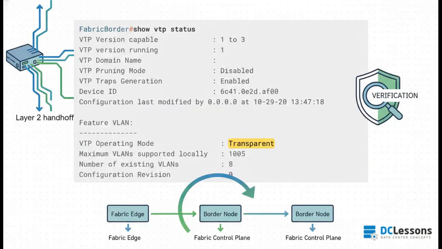Now, for this Layer 2 handoff to work correctly, there is one critical verification step you cannot miss. You have to make sure that the border node is in VTP transparent mode. This is a technical requirement because in this kind of design, the border node needs to manage its own local VLAN database to do that mapping, and it can't be getting influenced by a central VTP server.